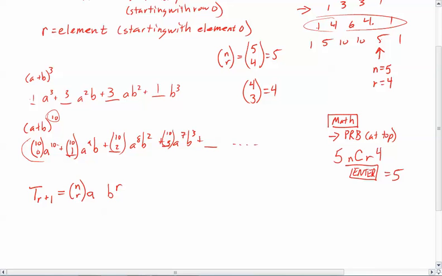Now, how do we get the exponent of a? Well, it's n minus r. 10 minus 0 is 10. 10 minus 1 is 9. 10 minus 2 is 8. 10 minus 3 is 7. So by doing this, we now have a general form of an equation that will help us to find any specific term of any expansion.